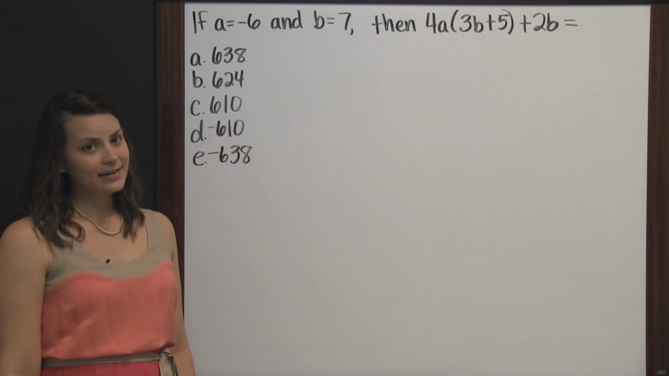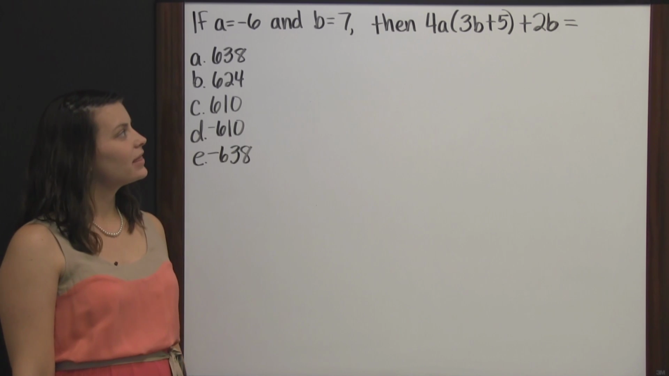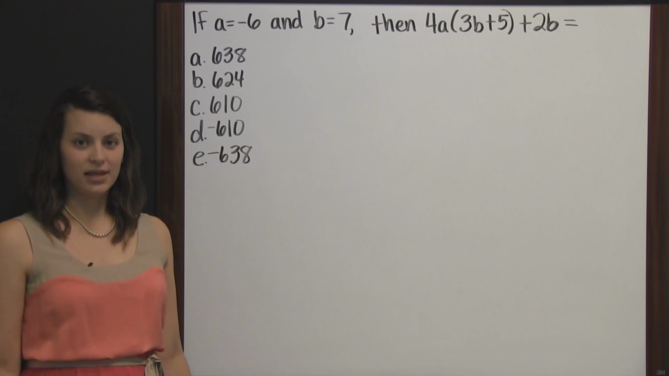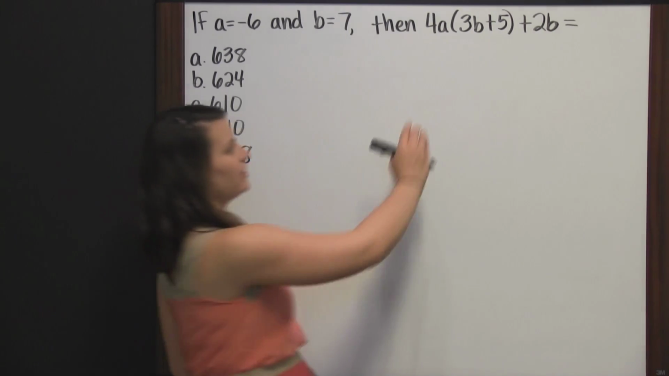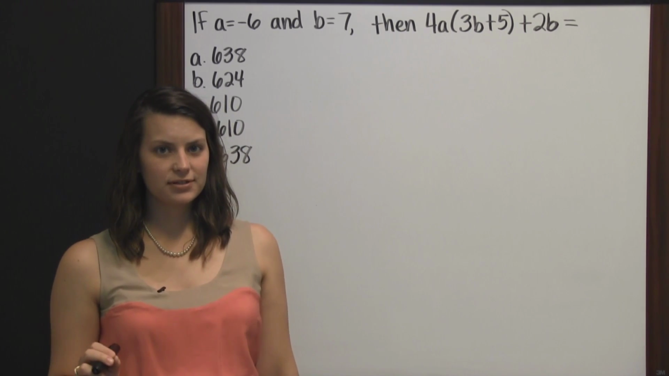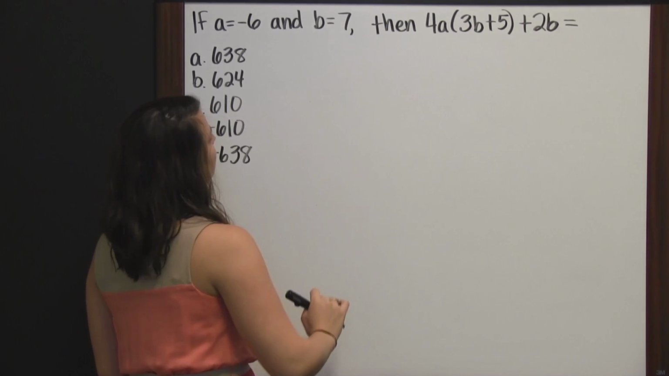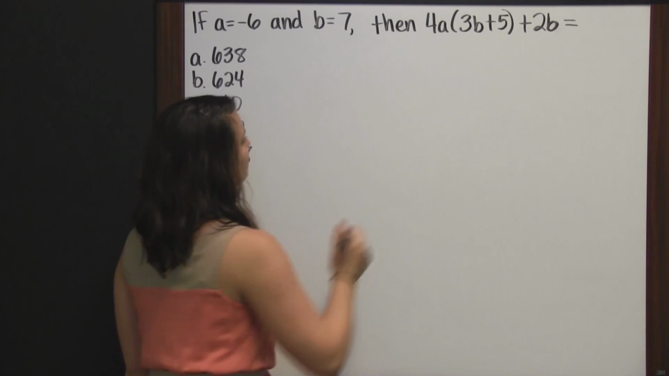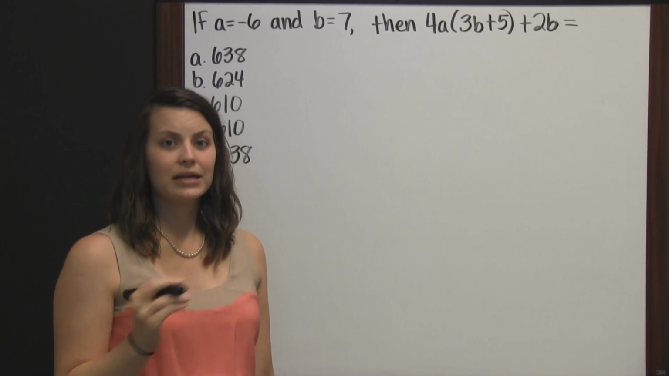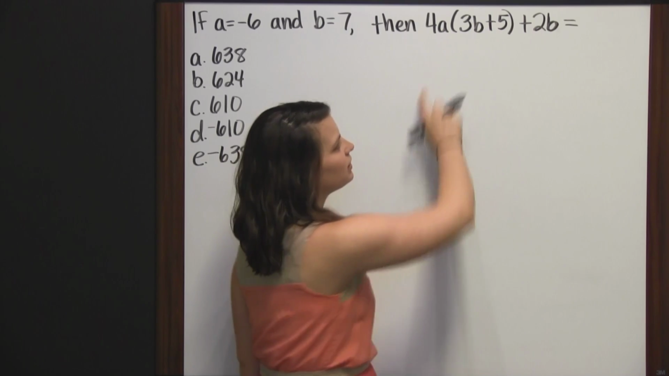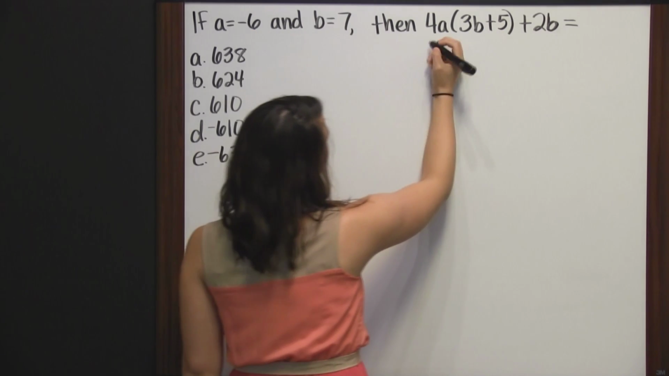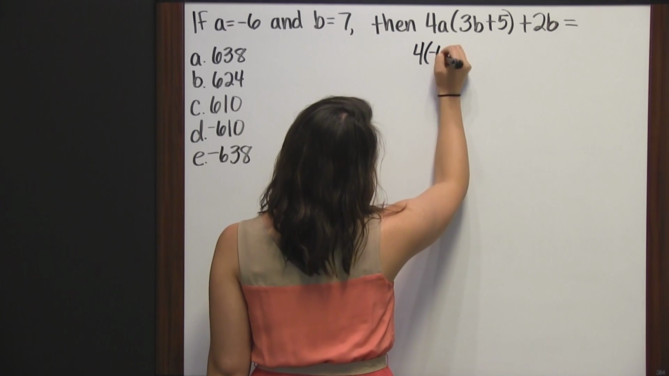If A equals -6 and B equals 7, then 4A times the quantity 3B plus 5 plus 2B equals... If we want to find the value of this expression, then the first thing we need to do is substitute -6 and 7 for A and B respectively. So this is actually 4 times A. Anytime you see a number and a letter written next to each other like this, that's multiplication. So I know that when I replace A with a -6, it's going to read 4 times -6.